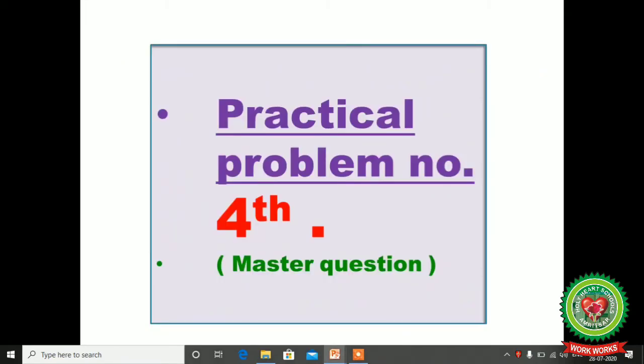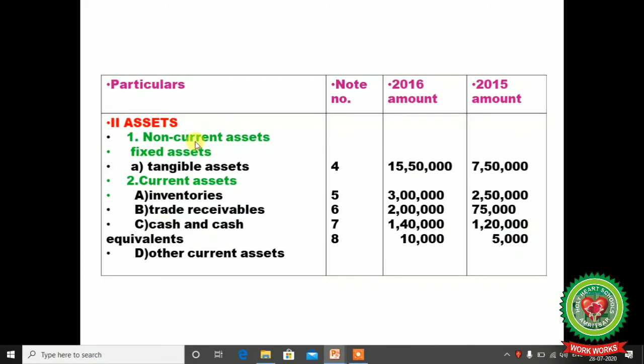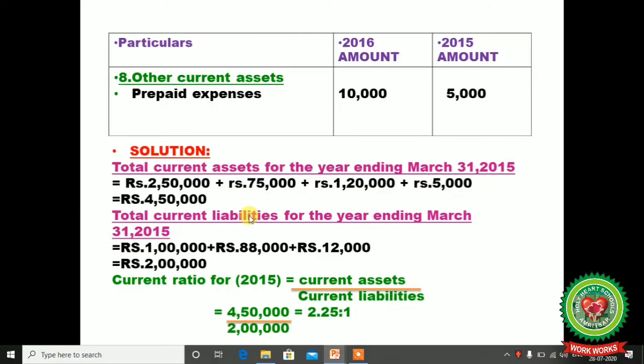Practical problem number 4. Master equation, the main question. From the following balance sheets of Punjab Limited for the year ending March 31st, calculate the current ratio of the year 2015 and 16. So two years of data are given to you, 2015 and 2016. One balance sheet is provided, the company's balance sheet, with current liabilities, non-current and current assets, and notes to accounts. A full-fledged statement is provided to you.